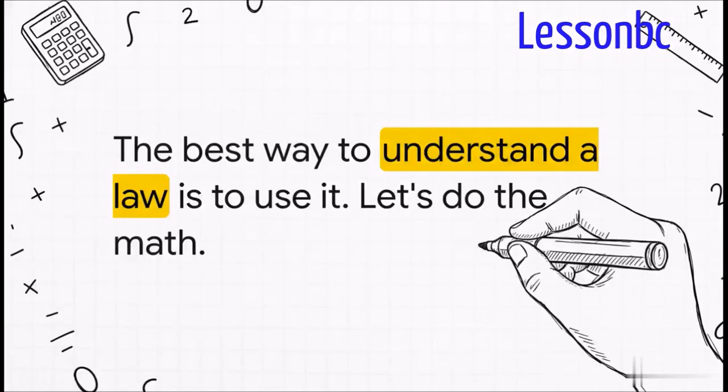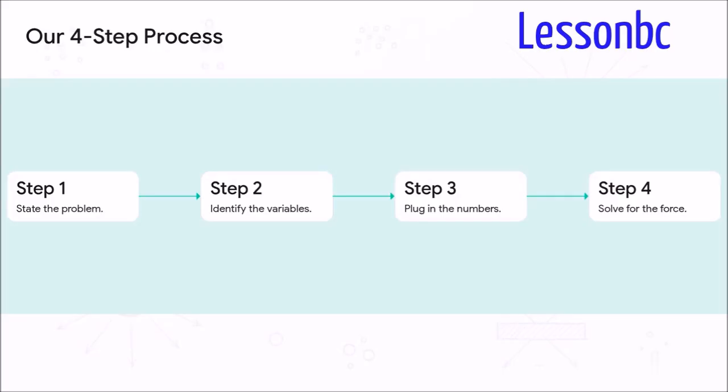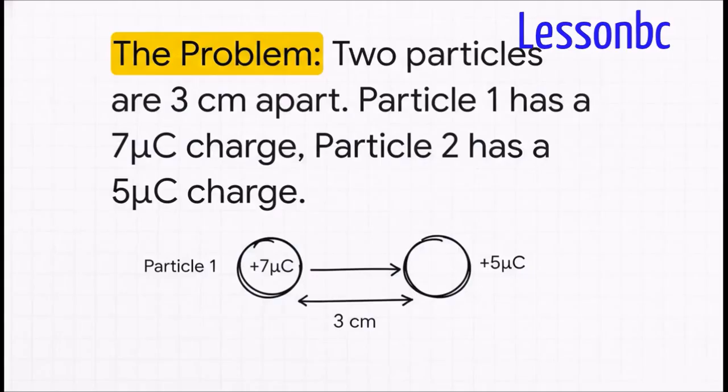All right, the best way to get this is to actually use it. So let's do the math together. We're going to follow a really simple 4-step process to get our answer. First up, the problem. We've got 2 particles, we know their charges, and we know how far apart they are.